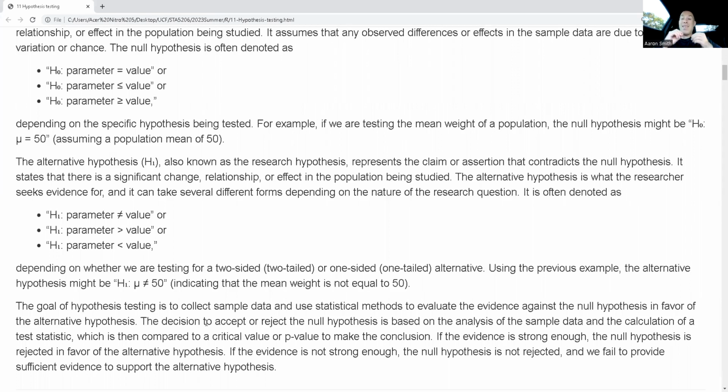The goal of hypothesis testing is to collect sample data and use statistical methods to evaluate the evidence against a null hypothesis in favor of the alternative hypothesis. The decision to accept or reject the null hypothesis is based on the analysis of the sample data and the calculation of a test statistic, which is then compared to a critical value or p-value to make the conclusion. If the evidence is strong enough, the null hypothesis is rejected in favor of the alternative hypothesis. If the evidence is not strong enough, the null hypothesis is not rejected, and we fail to provide sufficient evidence to support the alternative hypothesis.